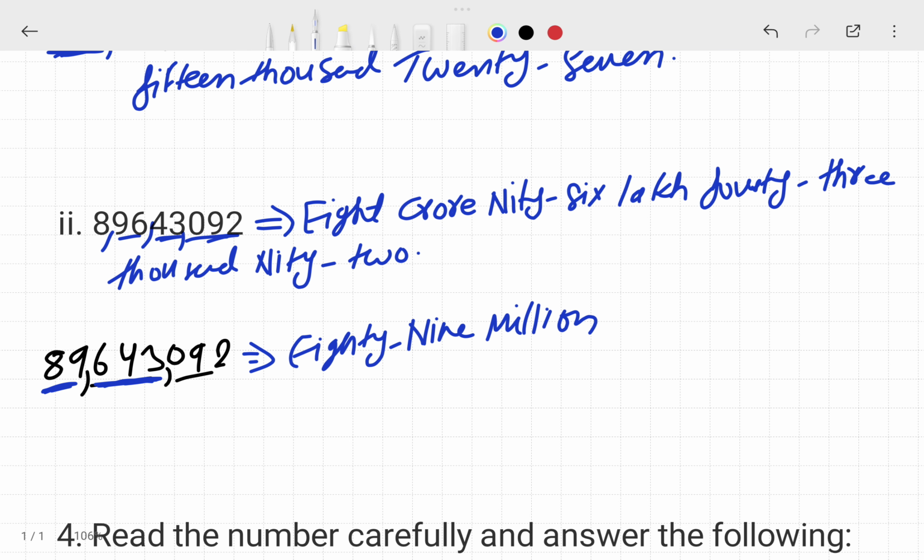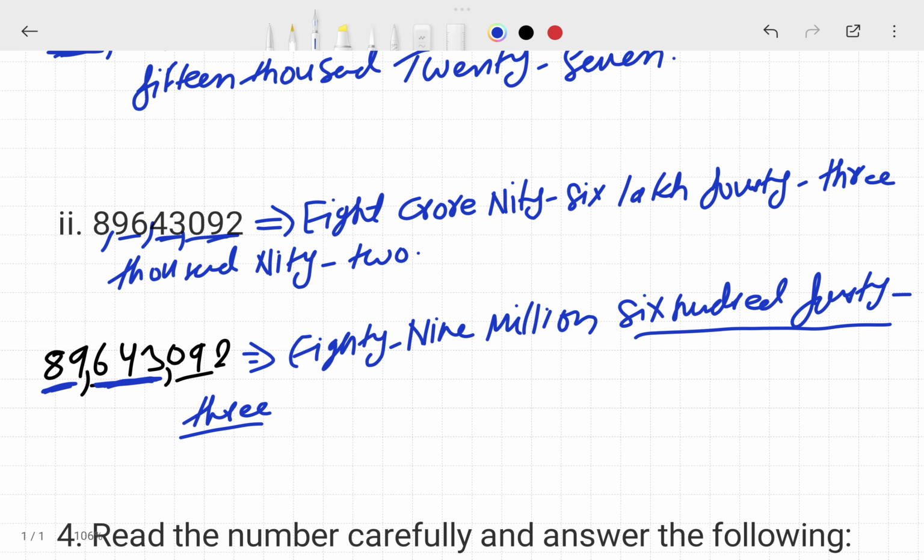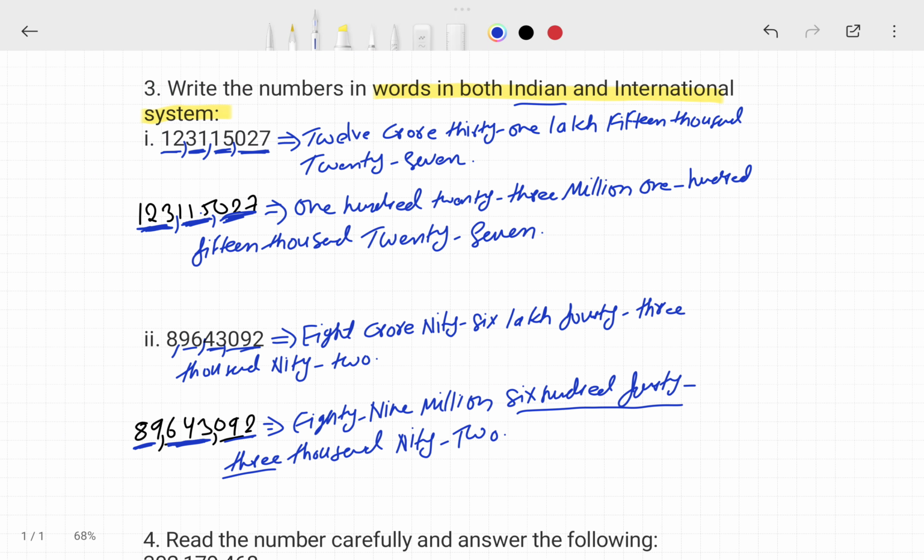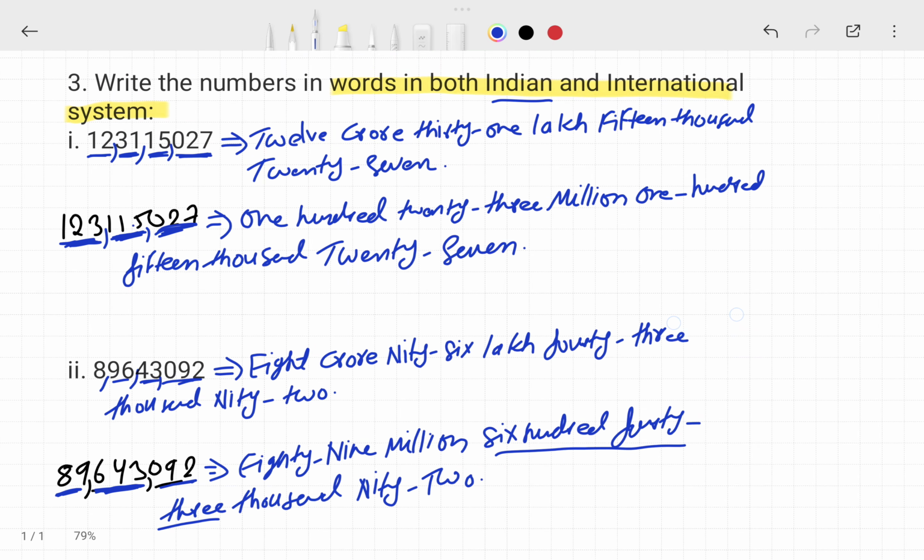Now this is the hundreds. How can you write it? Simple. 643. First write 643. The 43 is in the thousand place, so we already wrote 643 here, and it is in the thousand place, write thousand. Simple. This is 92. There is a 0 in the hundred place, so we will directly write 92. So this is your second question; the third question is over here.